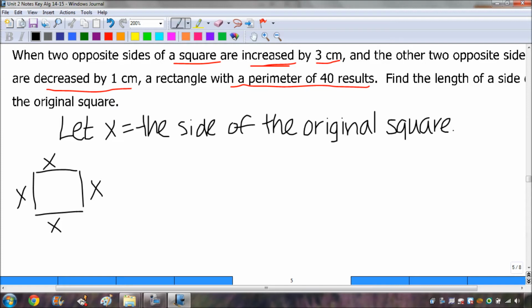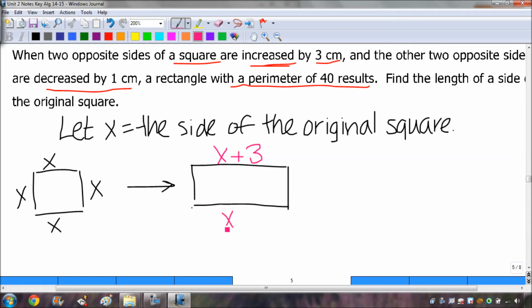Now, it says that one set of opposite sides of the square is increased by 3 for each side. So this becomes a rectangle, okay? So one set of sides is increased by 3, so I'm going to add 3 to both sides. And then the other two opposite sides are decreased by 1, so I'm going to say x minus 1, x minus 1, and then I get a new rectangle where the perimeter is 40.